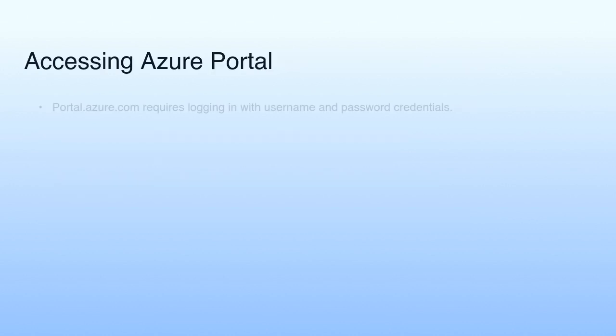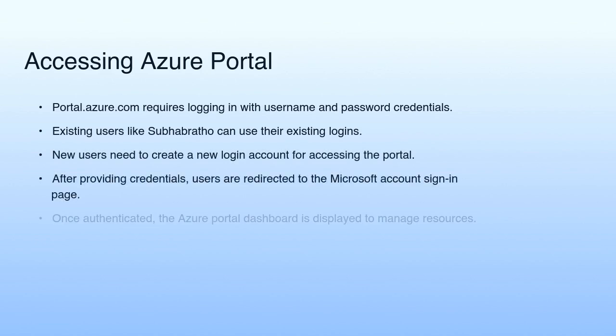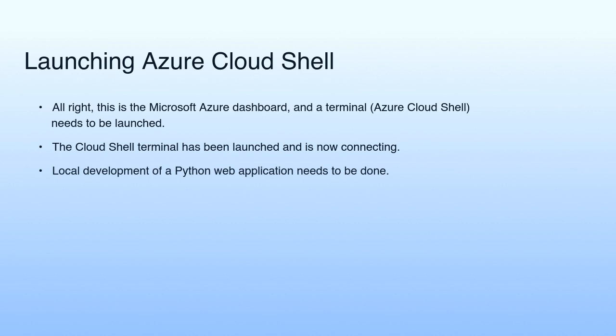To access the Azure portal, you need to log in with your username and password credentials. Existing users can use their existing logins, while new users must create a new account and authenticate through Microsoft's sign-in page. Now that we are in the Azure dashboard, it's time to launch the Azure Cloud Shell Terminal, which will allow us to develop our Python web application locally.